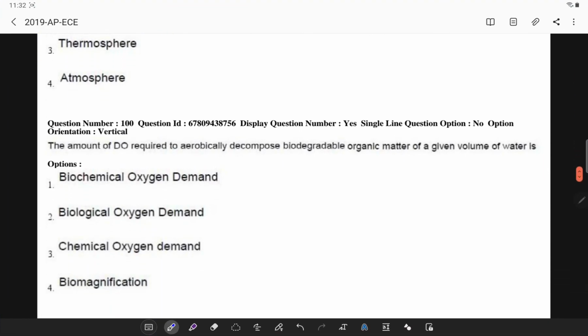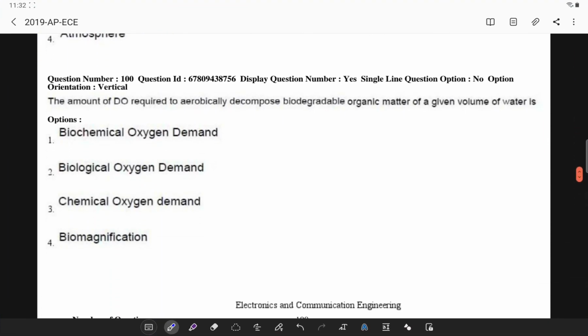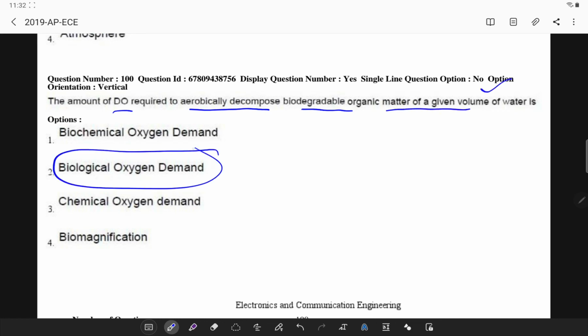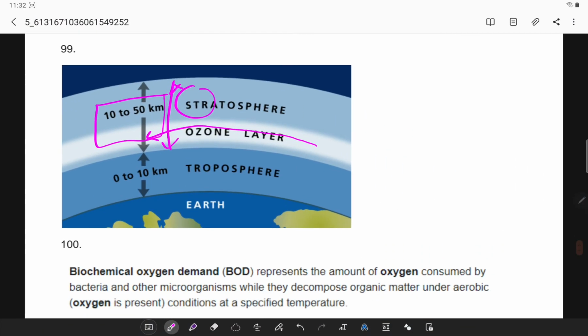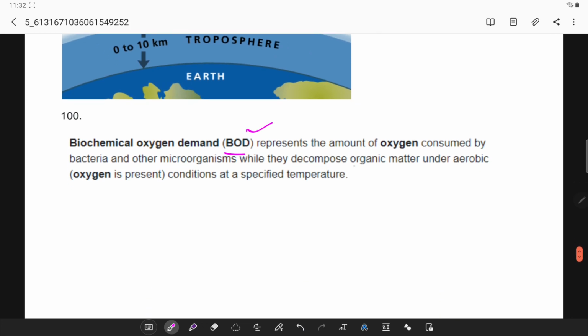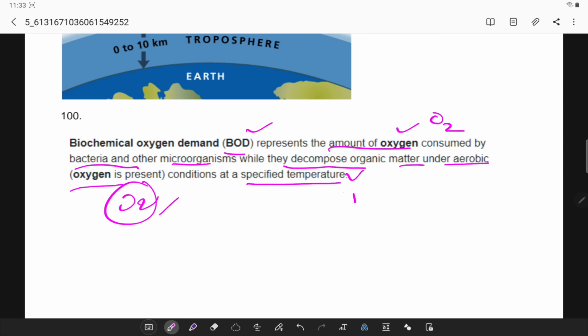The amount of dissolved oxygen required to aerobically decompose the biodegradable organic matter in a given volume of water is nothing but BOD, or biological oxygen demand. You have to remember the definitions of all this. So what exactly is BOD? It represents the amount of oxygen consumed by bacteria and other microorganisms while they decompose organic matter under aerobic conditions, at a specified temperature.